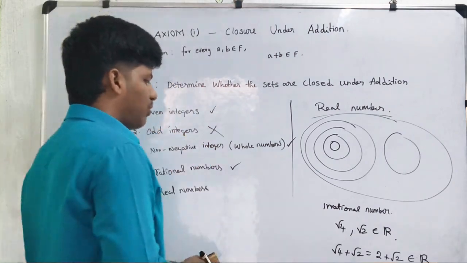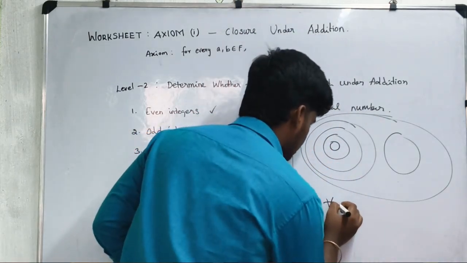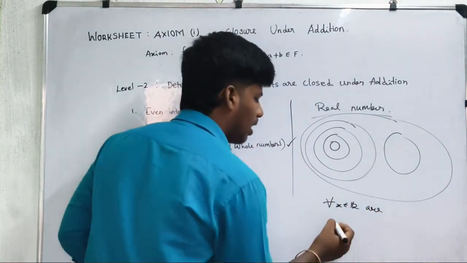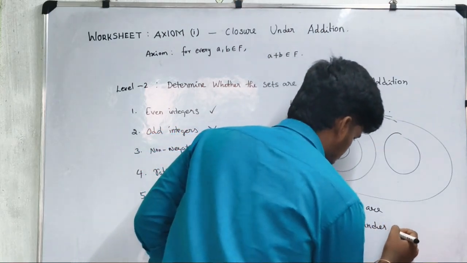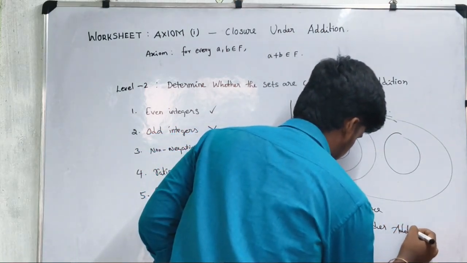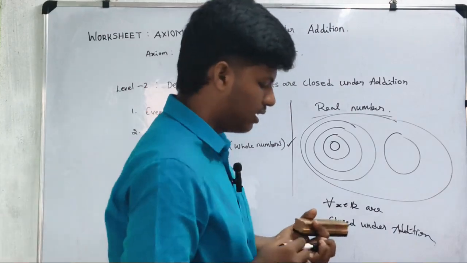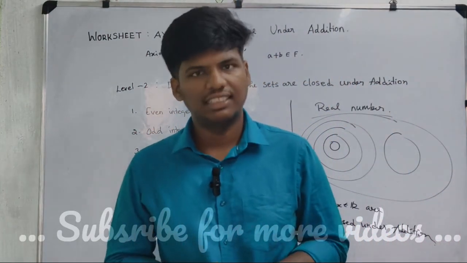By that we say that for all x belonging to R, they are closed under addition. By that we conclude that all of these sets satisfy the closure property under addition.